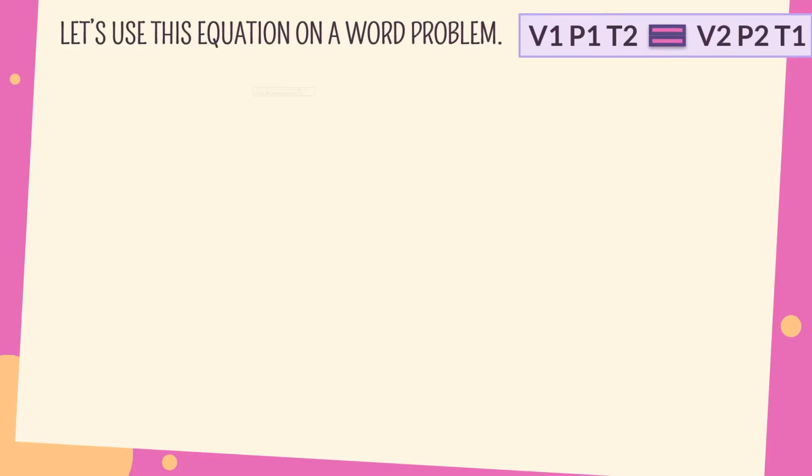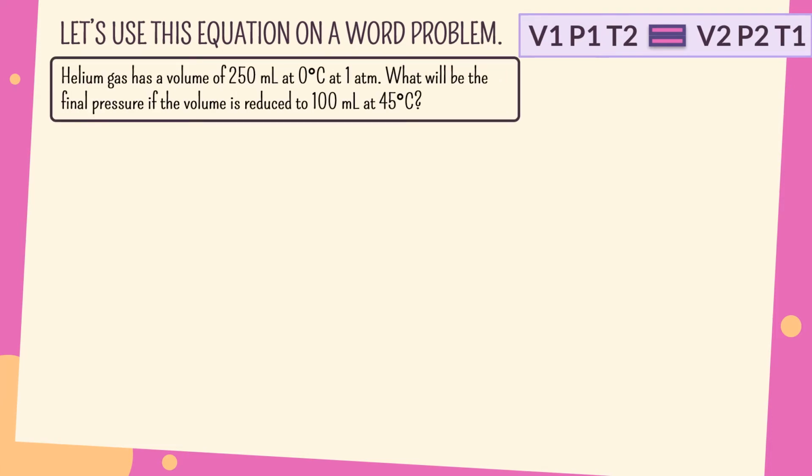Now, let's use this equation on a word problem. So let's say we have a helium gas with a volume of 250 ml at 0 degrees Celsius at 1 atm, or 1 atmosphere. What will be the final pressure if the volume is reduced to 100 ml at 45 degrees Celsius?